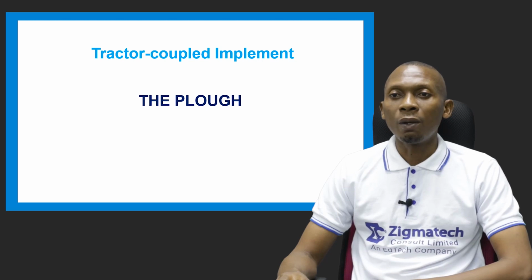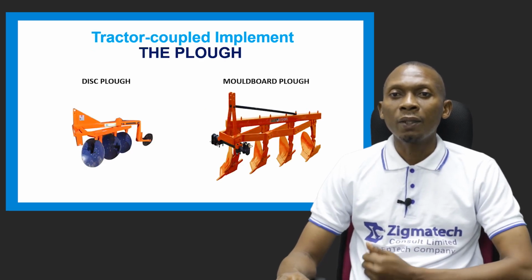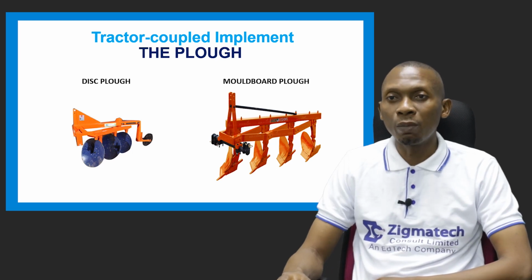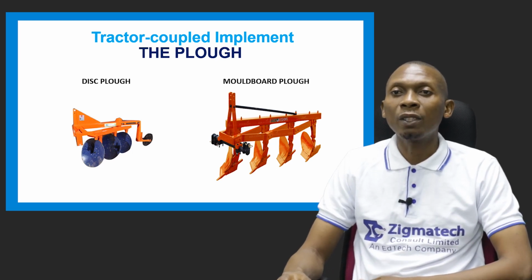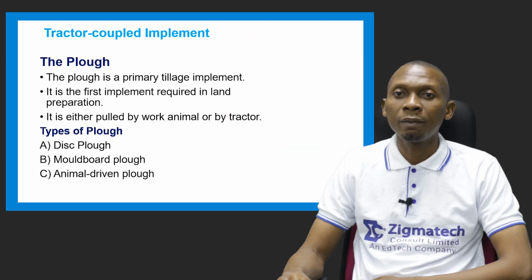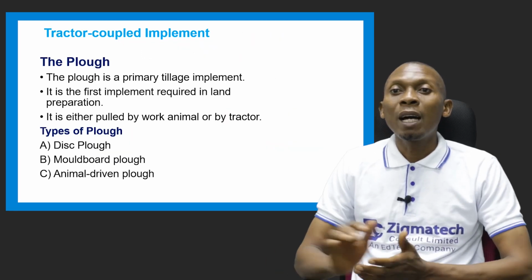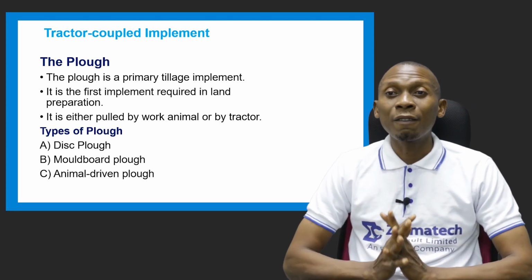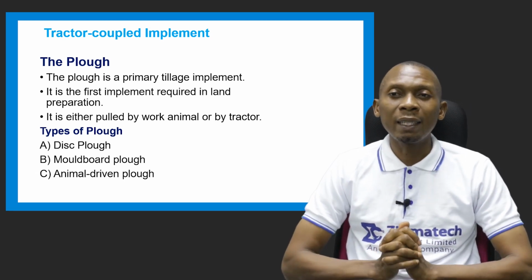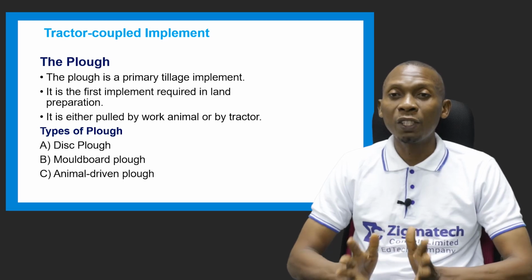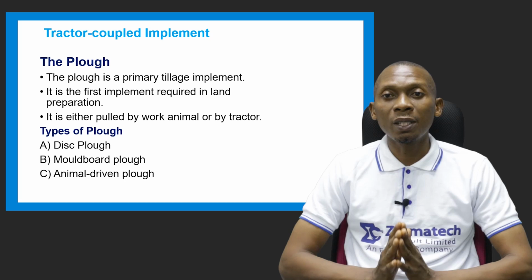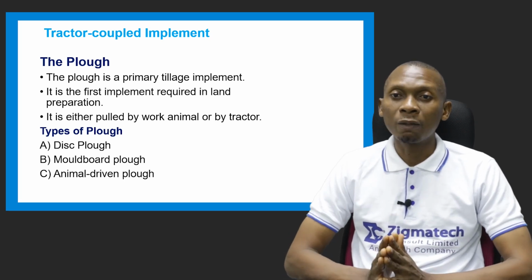Let's take a look at the plow. You can see a picture of a plow, how they look. We have the disc plow and the moldboard plow. So that's a picture of how the plow looks. The plow is a primary tillage implement. Why is it primary? Because it's the first implement that is required in land preparation. So when you have a virgin land and you want to till it, the first implement you're to use on such a land is called the plow.